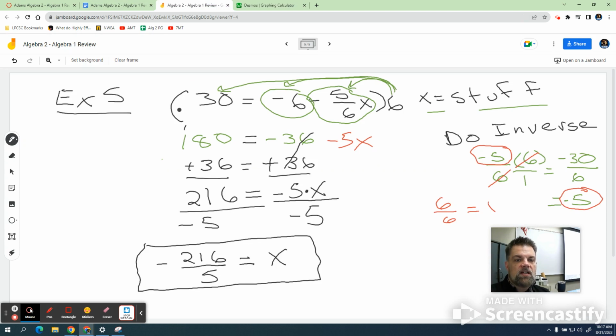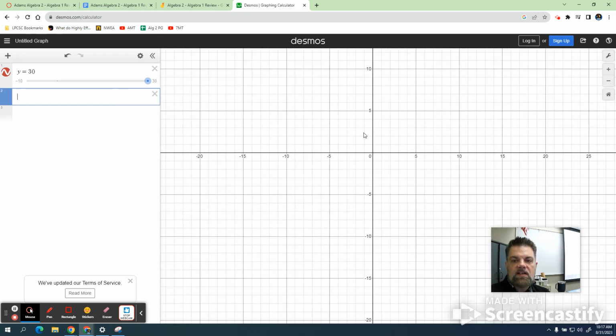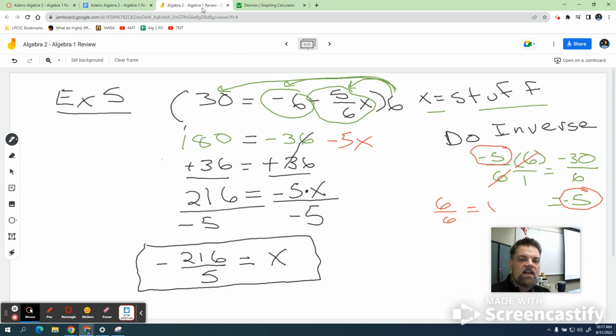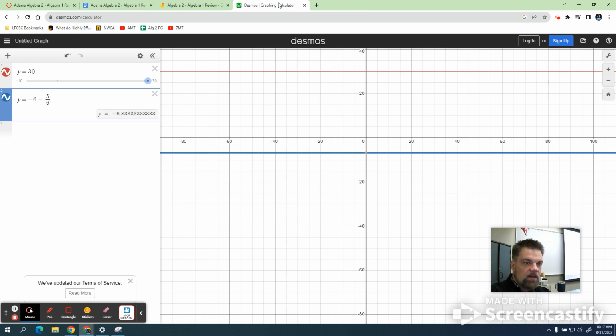So this equation is 30 equals all this other stuff, right? The original equation was 30 equals negative 6 minus 5 over 6x. So if I graph y equals 30, okay? And I've got to zoom out so I can see it. That's just a horizontal line at 30. And then I graph y equals, what was the right-hand side of the equal sign? Negative 6 minus 5 divided by 6 times x.